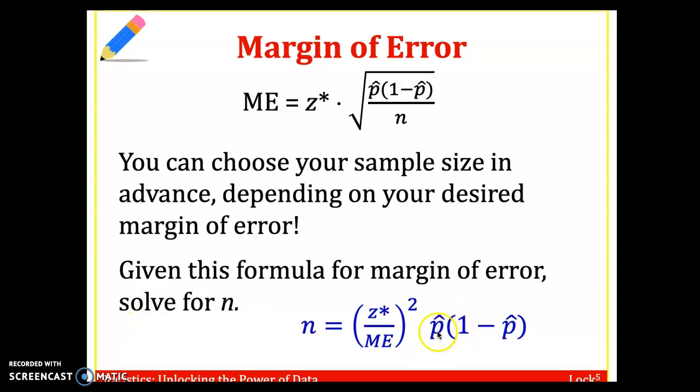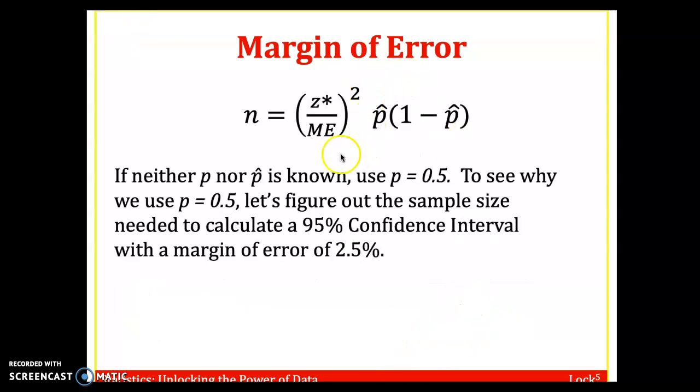So if we have a previous sample, or if we know from a census a population proportion, we could plug in this value p. But if we don't know anything about the proportion or don't have a previous sample to call upon, we're going to use 0.5, so p to be 50%. And I want to visualize why we use a 0.5. I'm going to say this gives us the most conservative estimate.